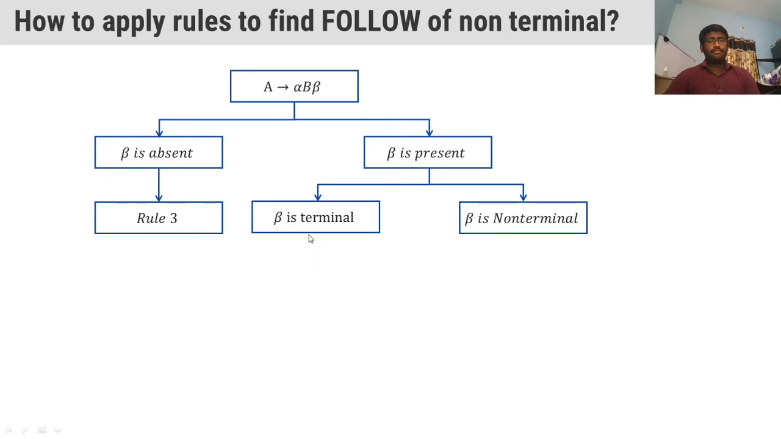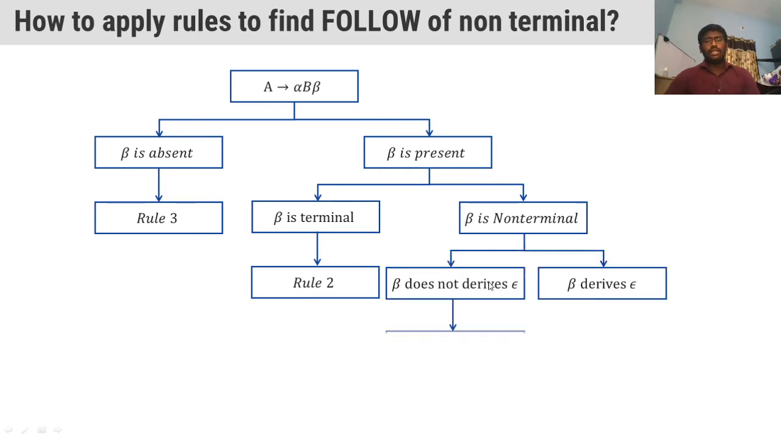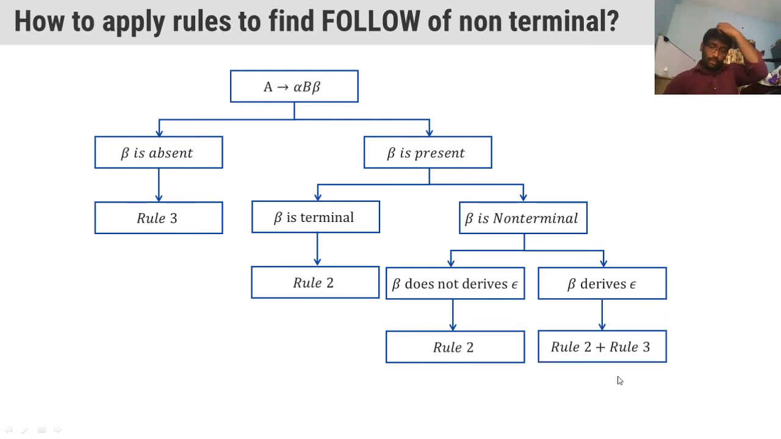If beta is present, there are two cases again. One, beta might be a terminal; otherwise beta is a non-terminal. When beta is terminal, simply apply rule 2. When beta is non-terminal, there are again two things: beta does not derive epsilon, or beta derives epsilon. If beta does not derive epsilon, you apply rule number 2 again. If beta derives epsilon, we will apply rule number 2 plus rule number 3.